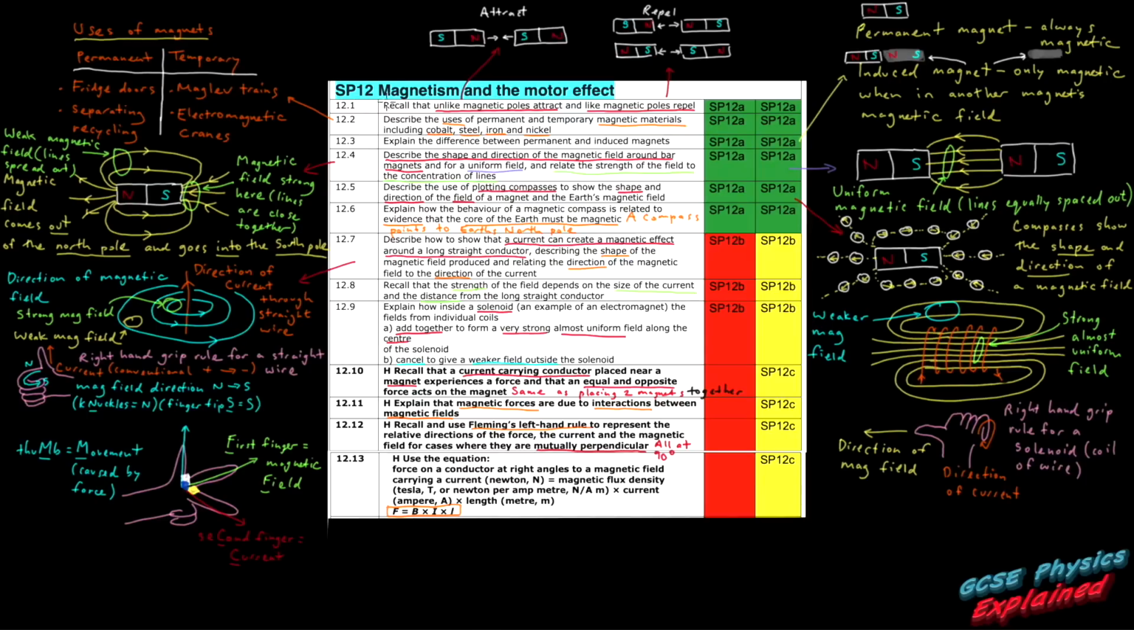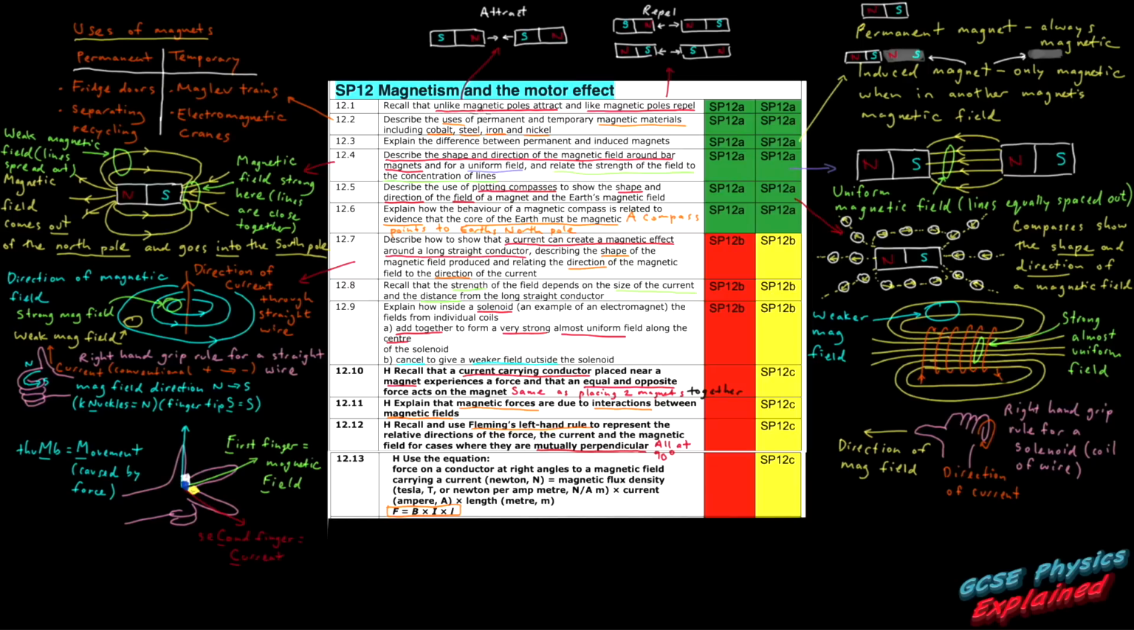Unit SP12, Magnetism and the Motor Effect. You can see these statements here are green, so there's a good chance they'll be on the exam, but not much chance that these yellow ones will be, or just a little bit if they are.